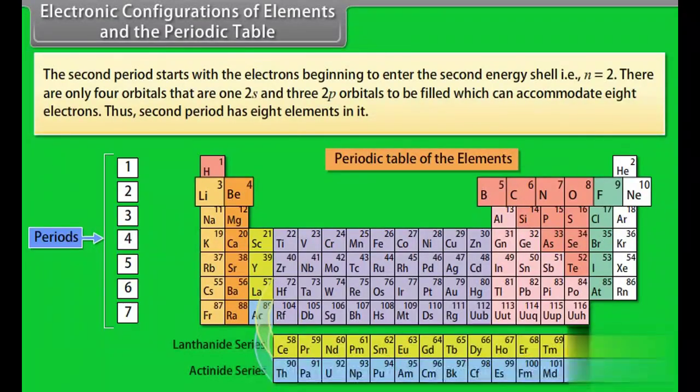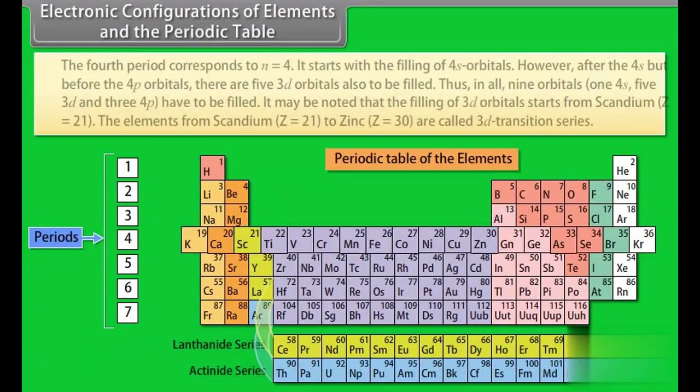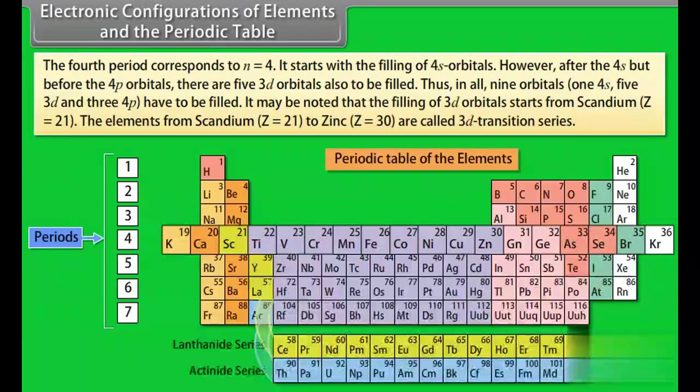The second period starts with electrons beginning to enter the second energy shell, that is, n equals 2. There are only 4 orbitals, that is 1 2s and 3 2p orbitals, to be filled, which can accommodate 8 electrons. Thus, the second period has 8 elements in it. In the third period, that is, n equals 3, electrons are added into 3s orbitals. So, successive filling of electrons into 3s and 3p orbitals makes the third period. The fourth period corresponds to n equals 4. It starts with the filling of 4s orbitals.